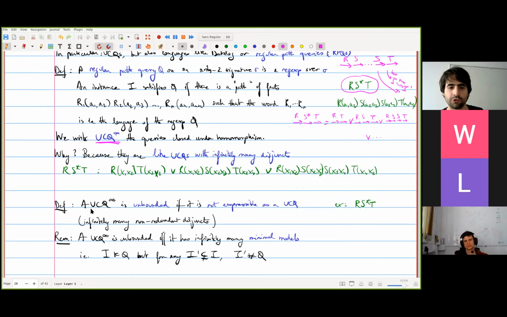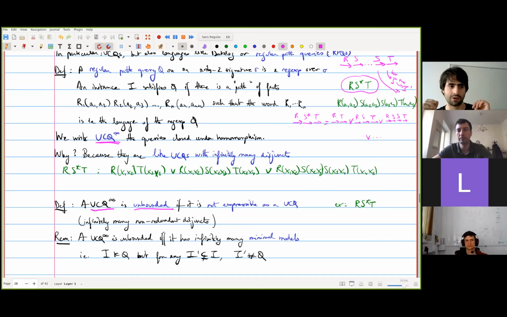So a query closed on the homomorphisms is an infinite union of CQs. If I can write it actually as a finite union of CQs, so as a UCQ, then I say it's a bounded query closed on the homomorphisms. And conversely, an unbounded query closed on the homomorphisms is a query that's an infinite union of CQs, but cannot be written as a finite union of CQs. So it's not expressible as a UCQ.